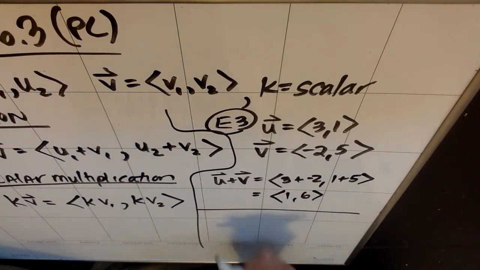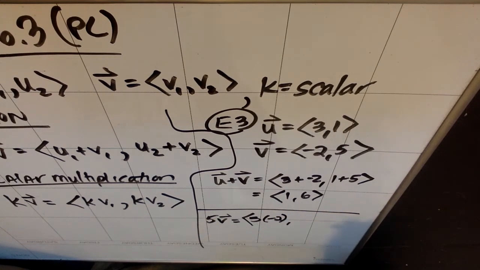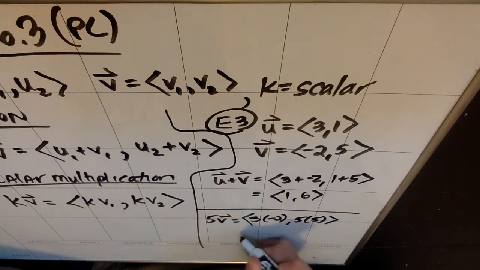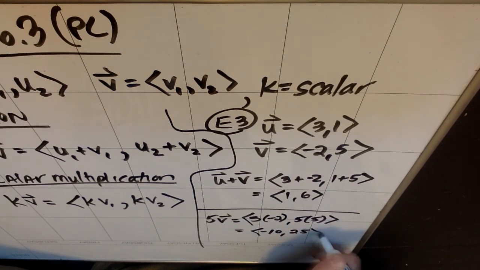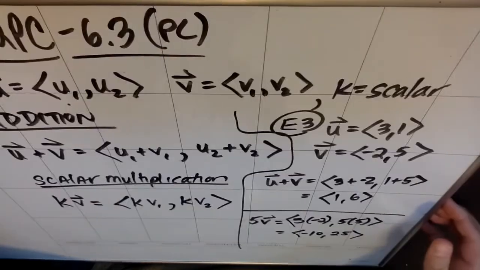If I asked you to do 5v, well, that would just be 5 times the negative 2 in the x direction, and 5 times the 5 in the y direction. So 5v would end up looking like negative 10 comma 25. So that's an example of both addition and scalar multiplication. We'll do a little bit of subtraction and some other stuff in a sec.